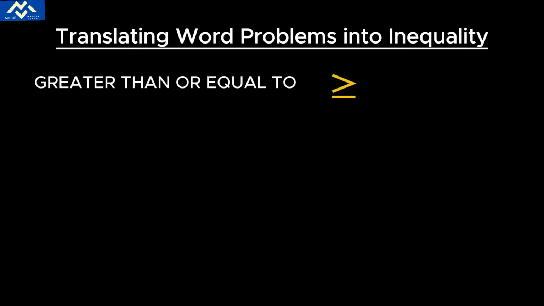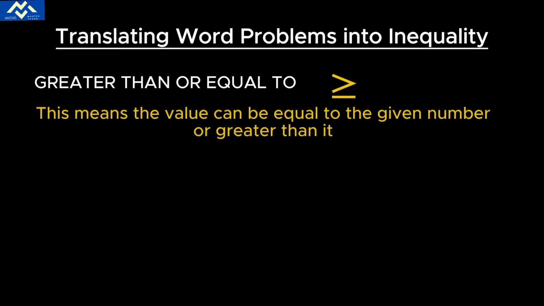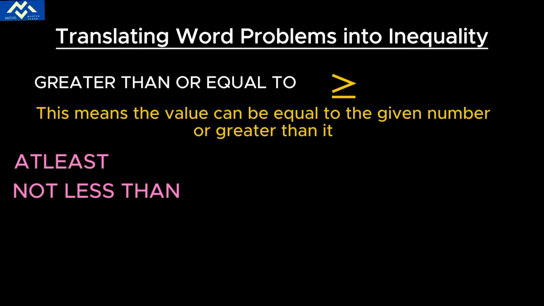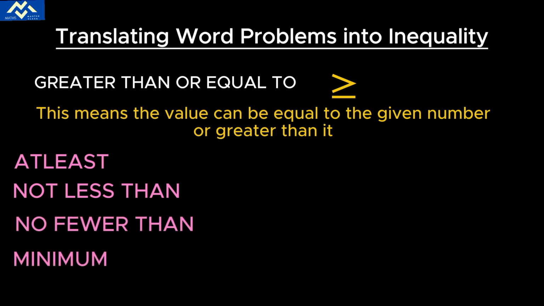Next is greater than or equal to. This symbol means the value can be exactly equal to the given number or greater than it. The following expressions also represent greater than or equal to. At least. Not less than. No fewer than. Minimum. Not below. Although these expressions are different, they all communicate the same idea. One important thing to remember is that the boundary value is included.